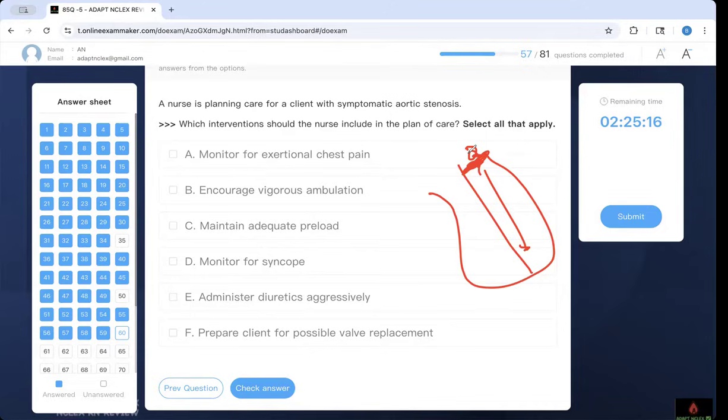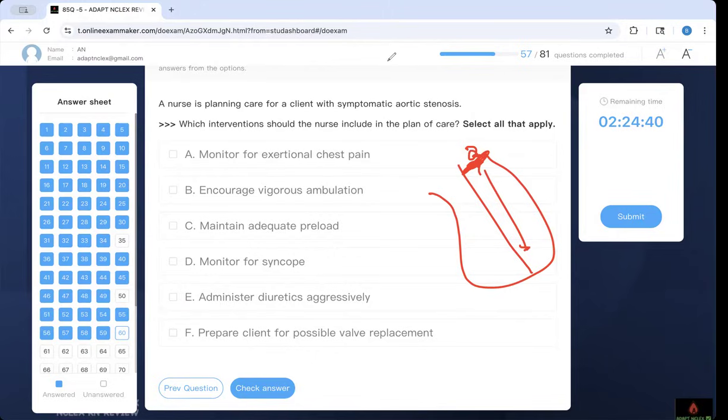What is the major side effect or complication of aortic stenosis? Sudden death. Therefore, monitor for exertional chest pain, encourage vigorous ambulation, maintain adequate preload, monitor for syncope, administer diuresis aggressively, prepare client for possible valve replacement. The best thing is to relax the ventricle and let it push out more blood, improve cardiac output, and improve preload. So which one is going to improve cardiac output and preload?